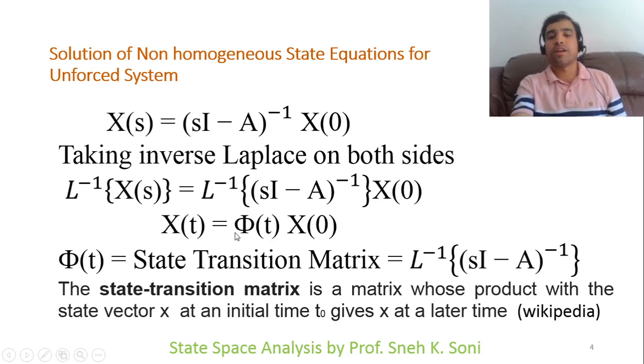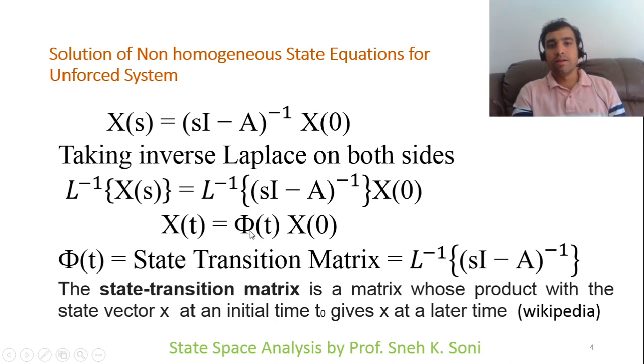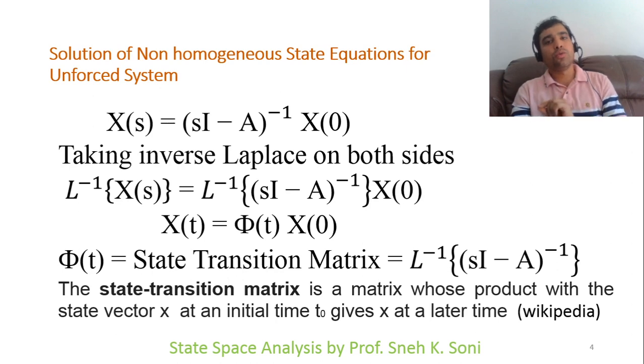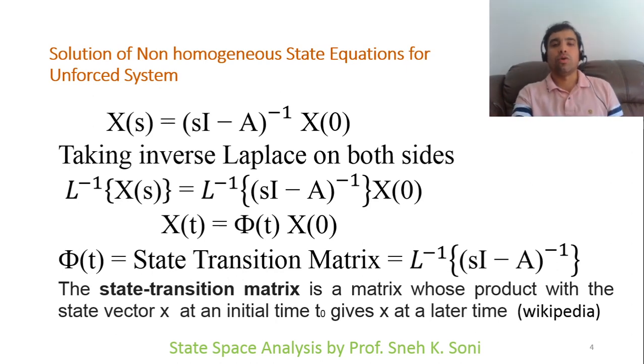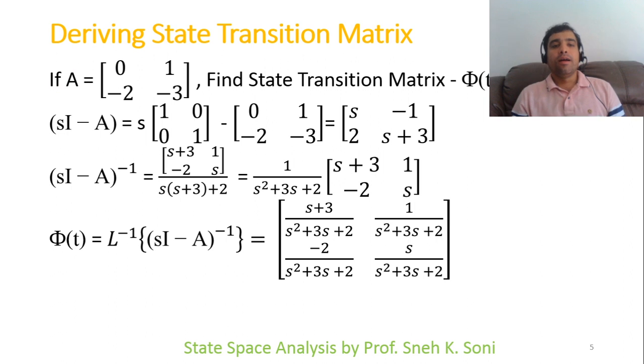So calculation of the state transition matrix is very important, and in the next slide we will be discussing how to find the state transition matrix, and we'll solve some problems. So this was the understanding of the state transition matrix, and this is the relationship for the future state: the future state is equal to the state transition matrix phi of t into the initial state x of 0. Now let's solve a problem.